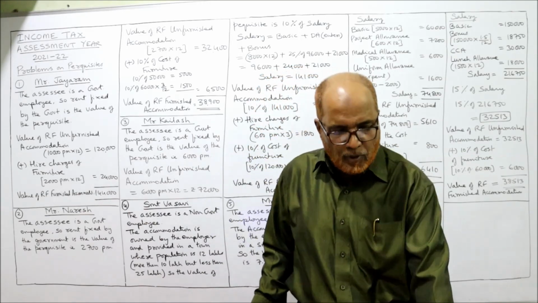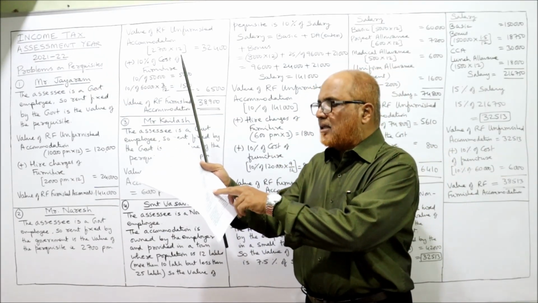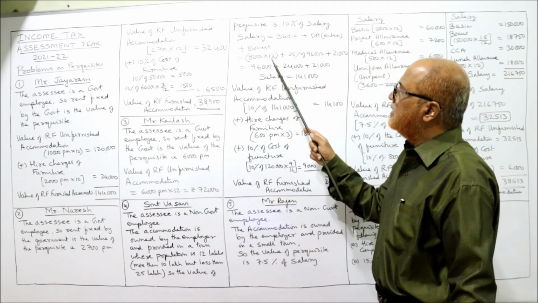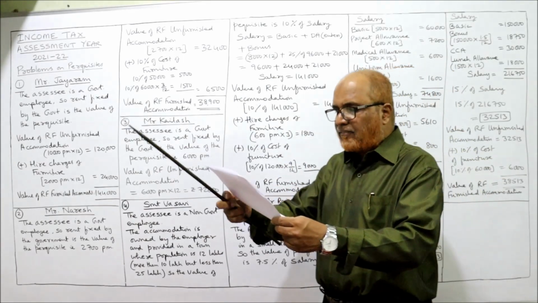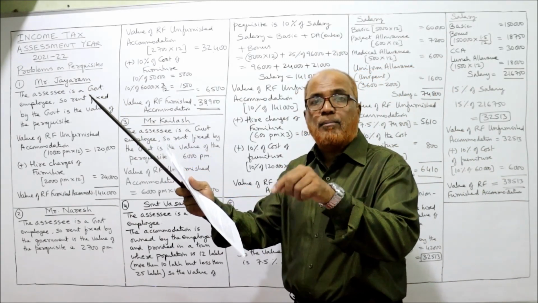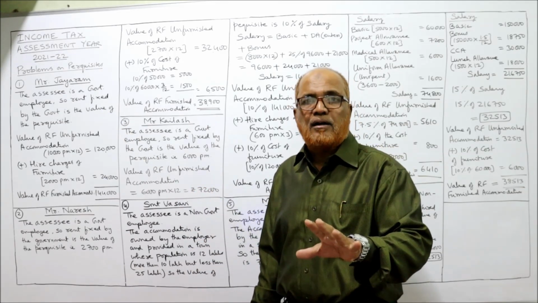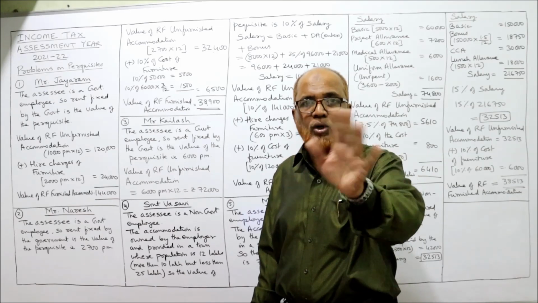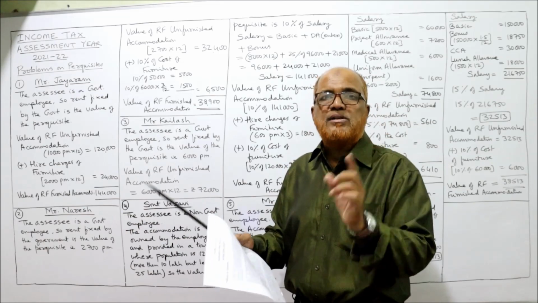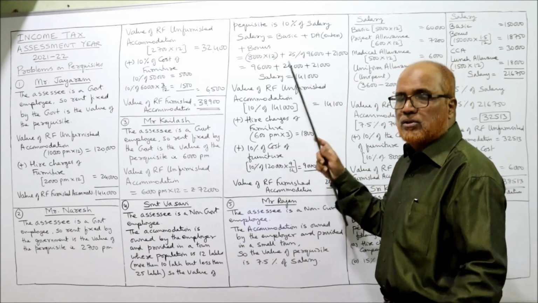Now here in our problem, what are the items given? Salary is 8,000 per month. We take 8,000 per month into 12, it comes to 96,000. After salary, what is the next item? DA, 25% which enters for retirement benefit. If DA enters for retirement benefit, then only we should take it. If only DA is given, we should not take it. Here it is given DA entering for retirement benefit, 25% of salary. So 25% of 96,000 comes to 24,000.